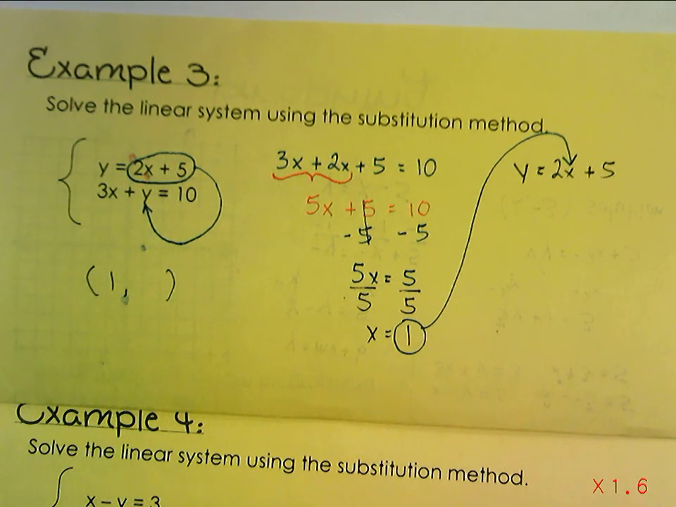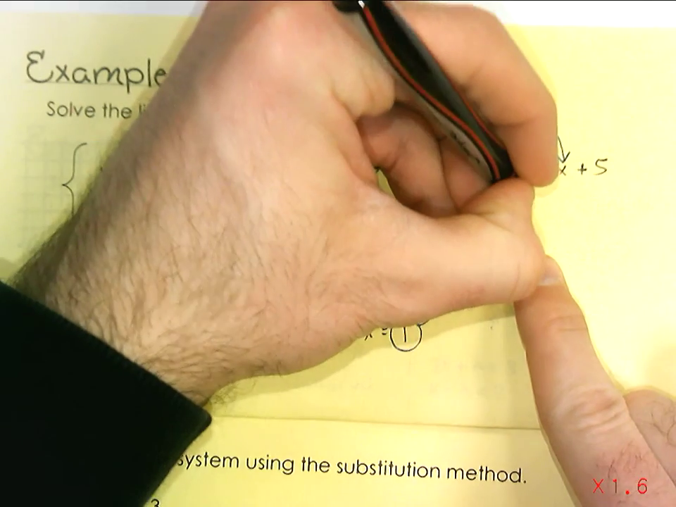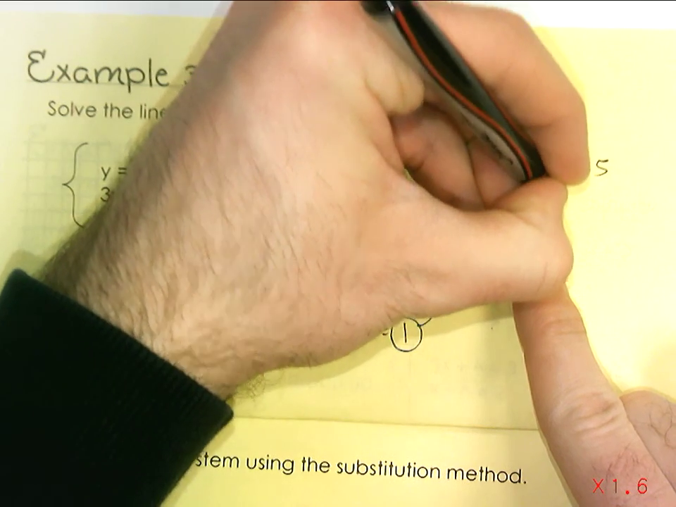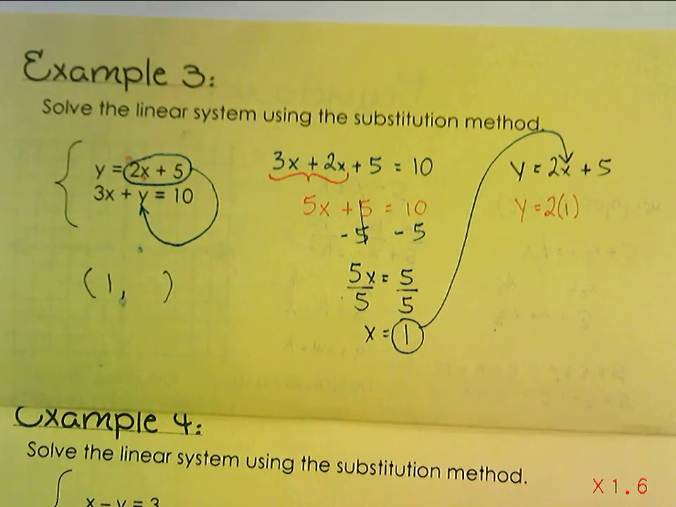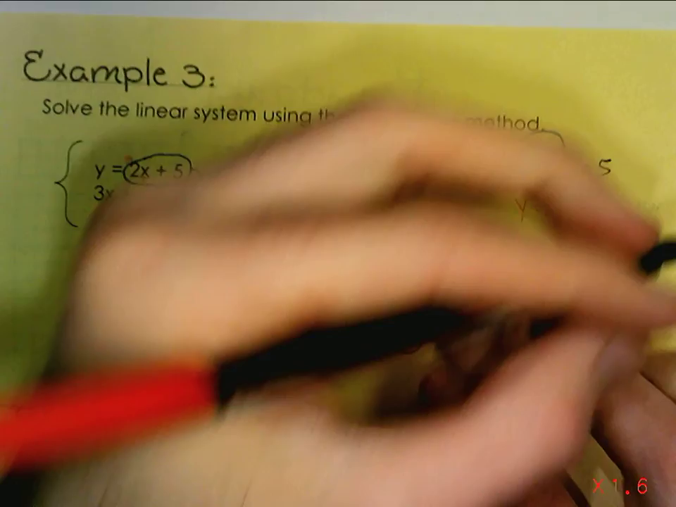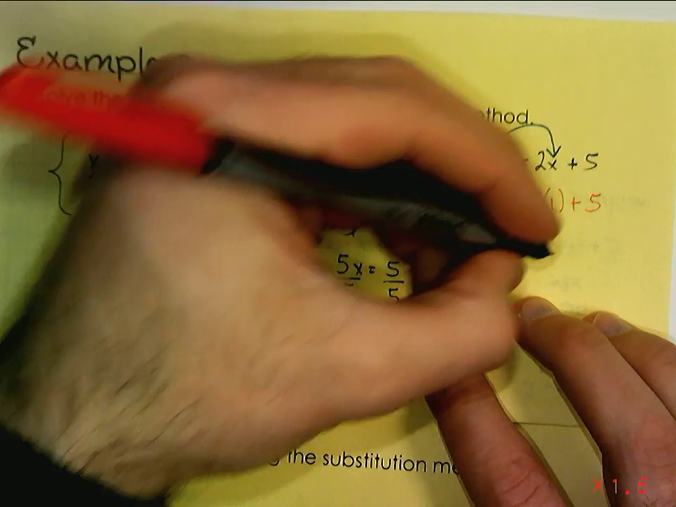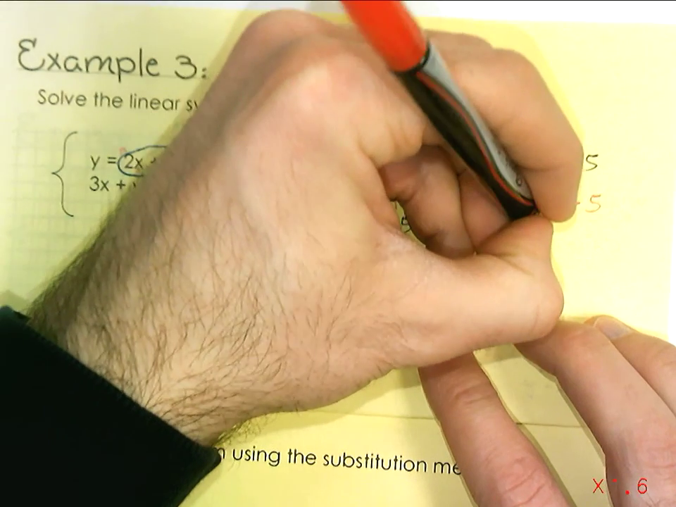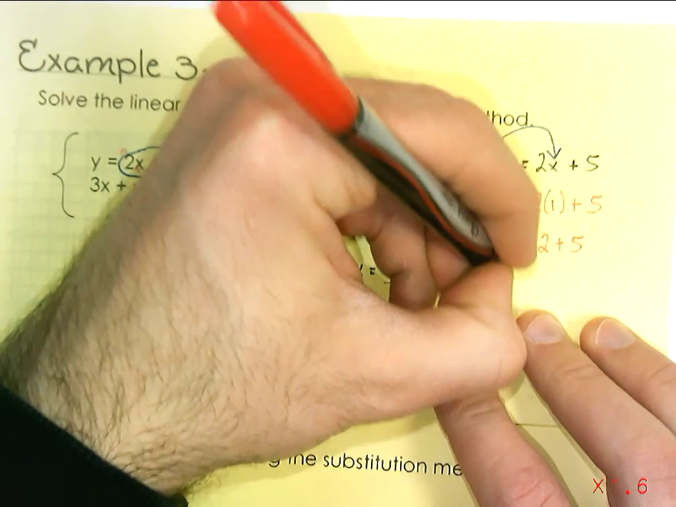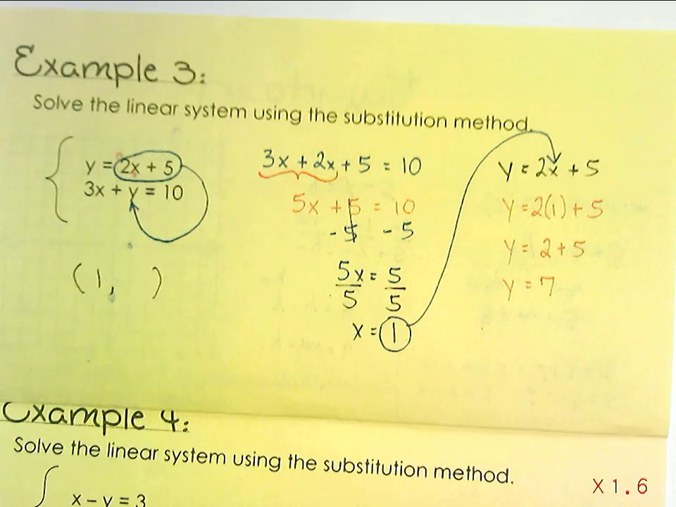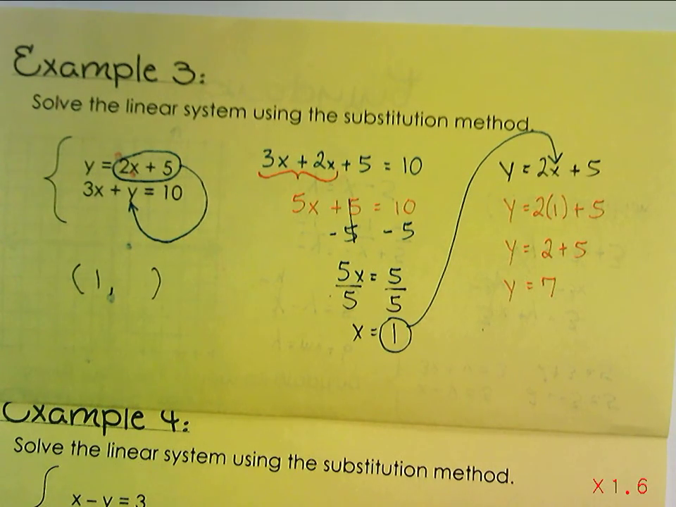So let's rewrite this then in order to solve. Y equals 2 times 1. Remember, a number next to a variable is multiplication. And then plus 5. So let's go ahead and simplify this then. Y equals 2 plus 5, y equals 7. So I know my y value here now as well.